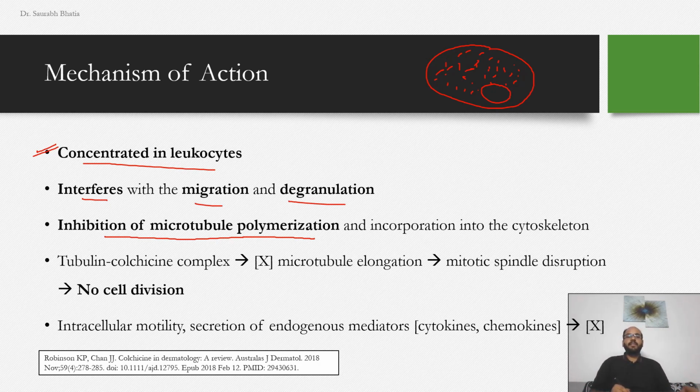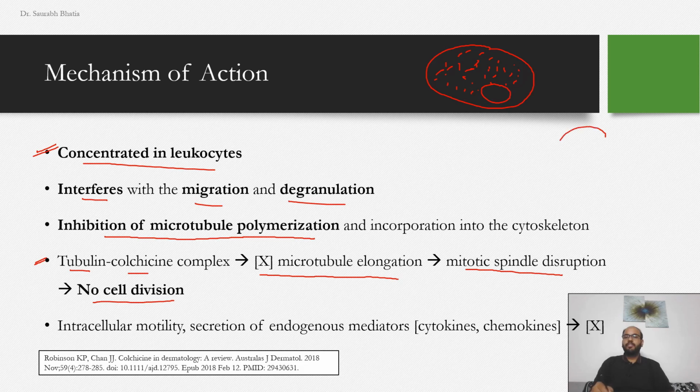So essentially, there is inhibition of microtubule polymerization and incorporation into the cytoskeleton. The tubulin-colchicine complex, that is the complex of colchicine along with the tubulin, inhibits the elongation of microtubules. That is what I said, inhibition of microtubule polymerization. Because of this, the spindles are not formed. There is no mitotic spindle formation and no cell division.